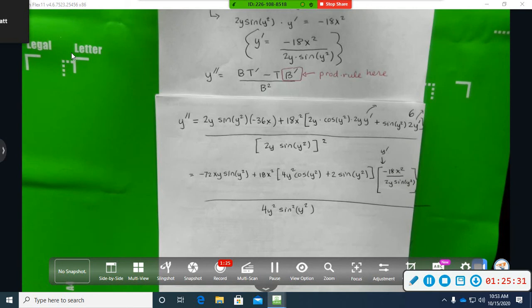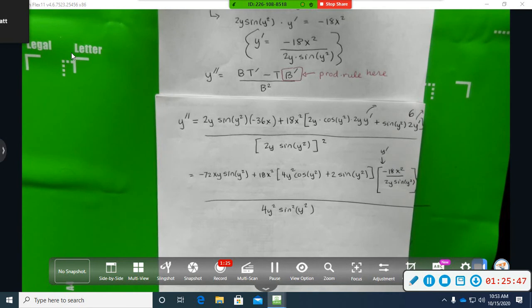I wonder what that graph looks like. I don't. There's a bunch of holes in it. There's a hole when y is 0. There's a hole when y is 0, pi, 2 pi.